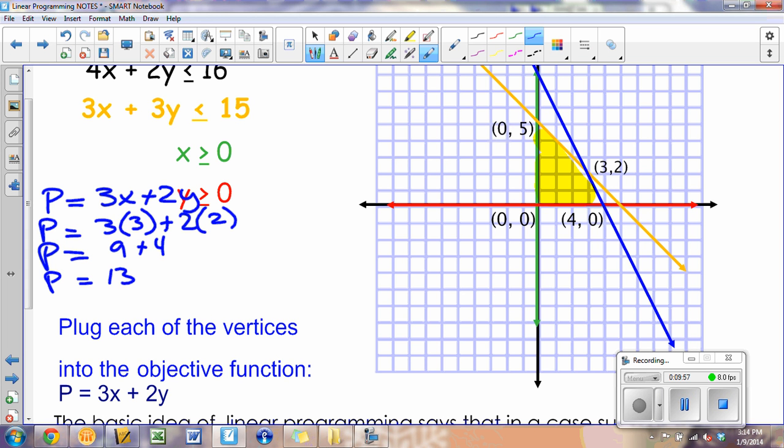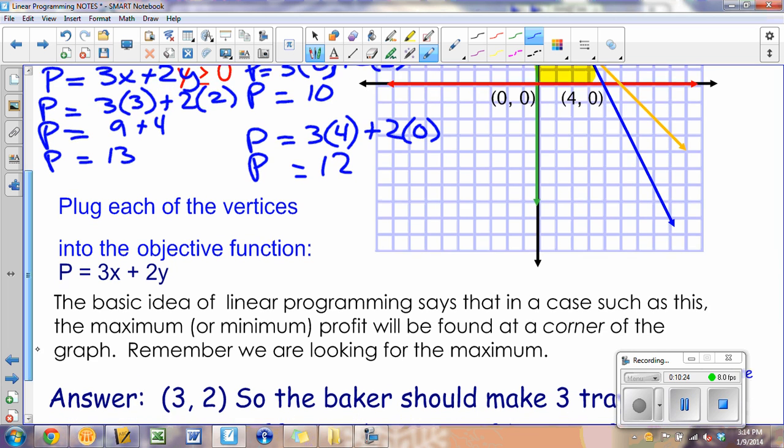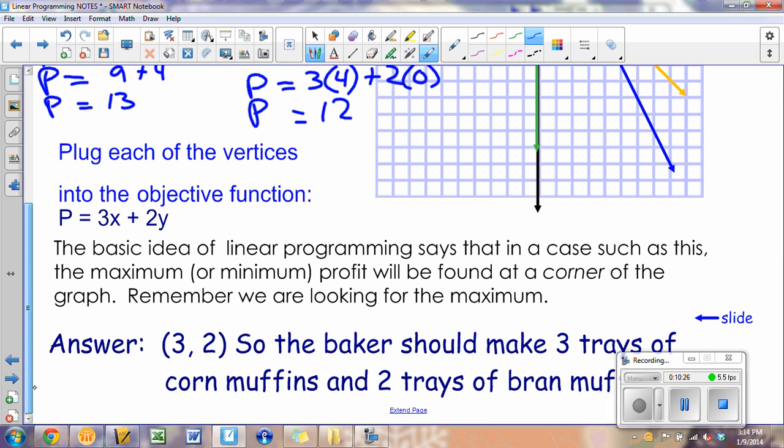Okay, so now we have to do all of them though, because I can't make a comparison to decide which is better if I don't put them all in. Okay, so this one's going to be 10, and then the other one, 0 in for that, is 12. So it does look like the 3, 2 is going to be our best one. So the answer is 3, 2.